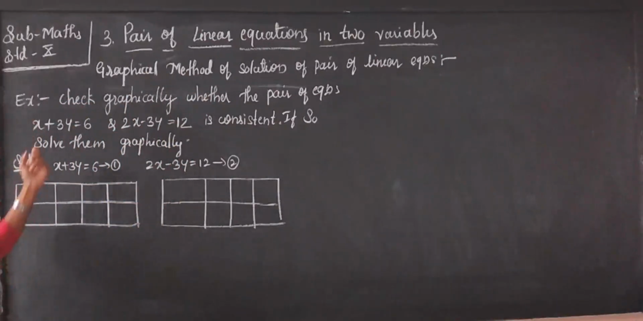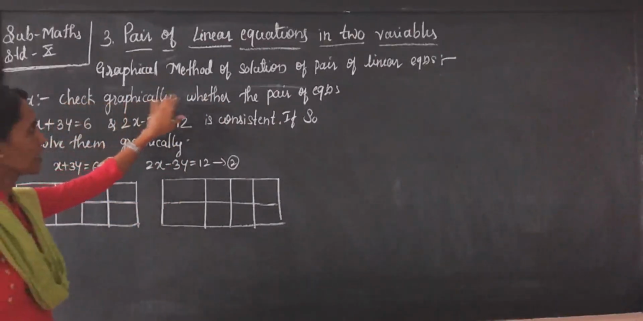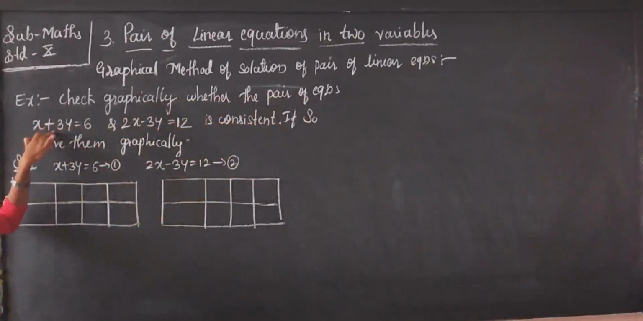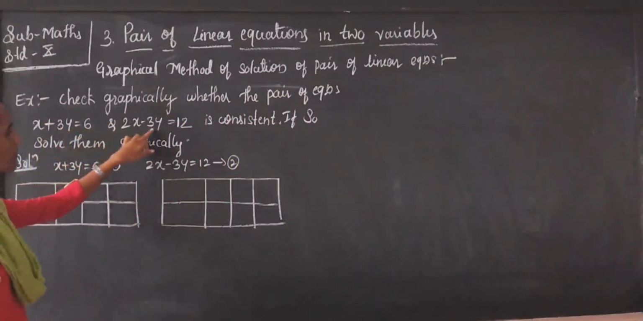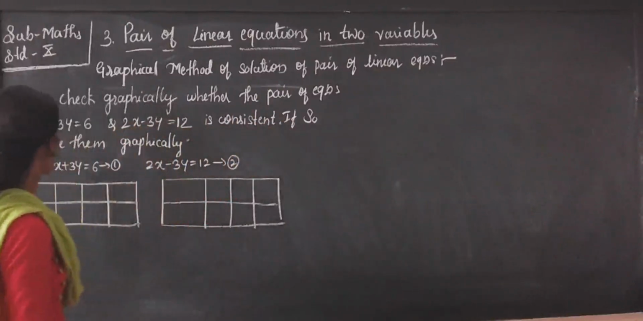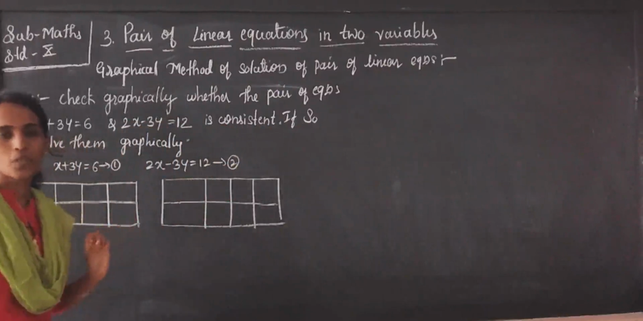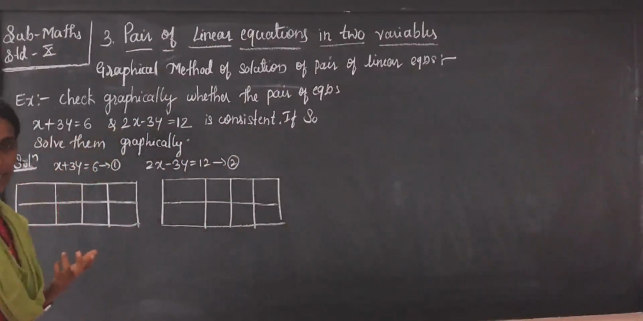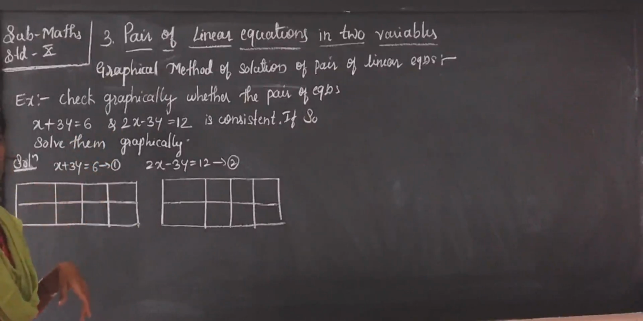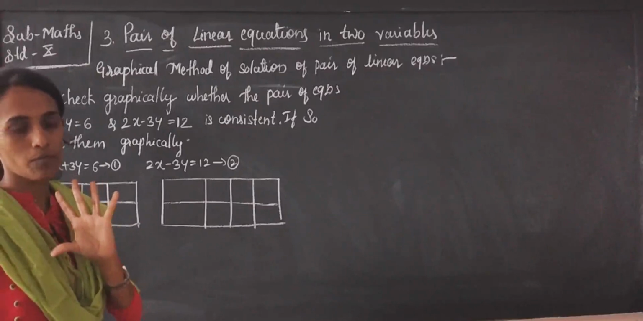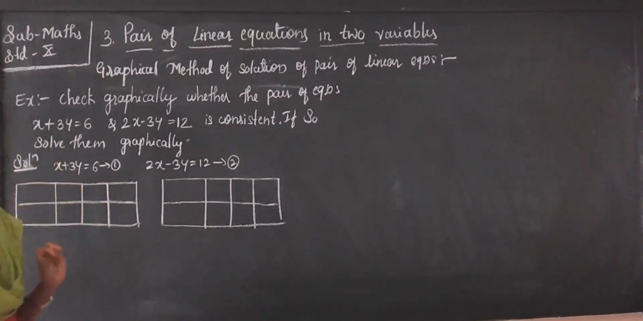So here, check graphically whether the pair of equations x plus 3y is equal to 6 and 2x minus 3y is equal to 12 is consistent. If so, solve them graphically. Consistent means the equations have at least one common solution. So check whether these are consistent or not.